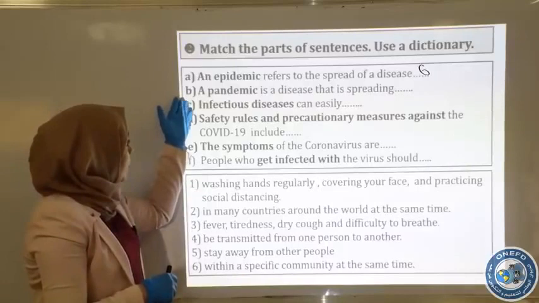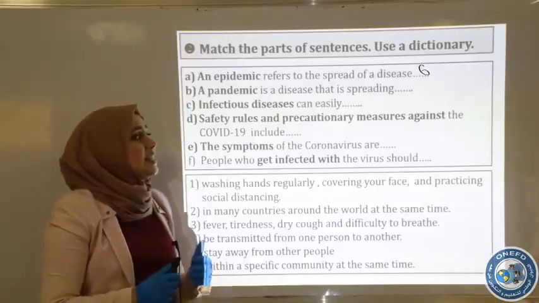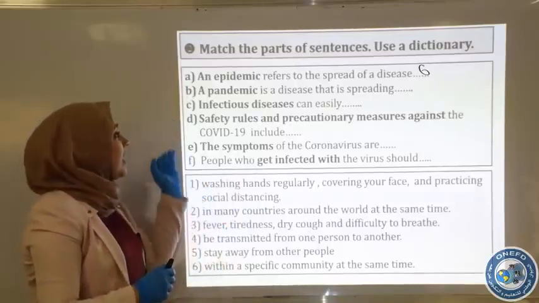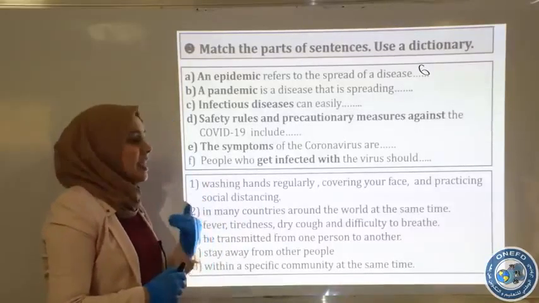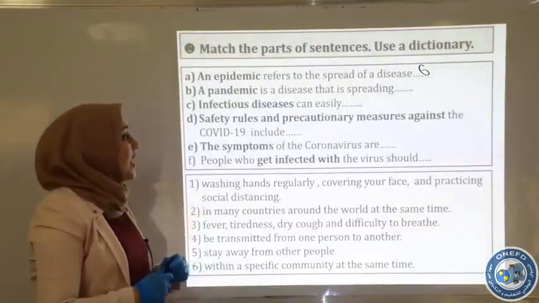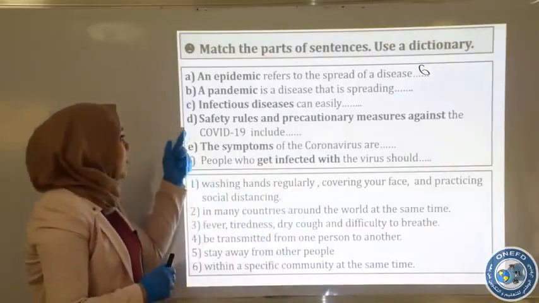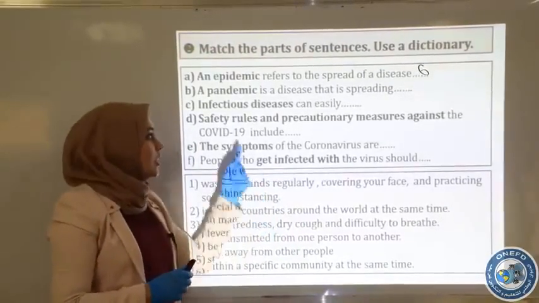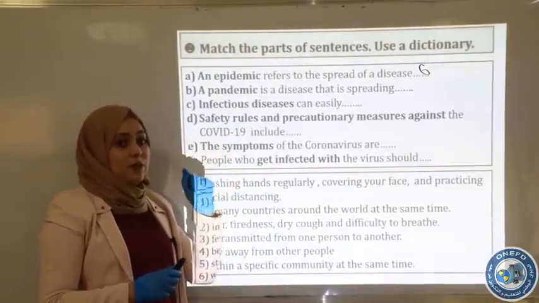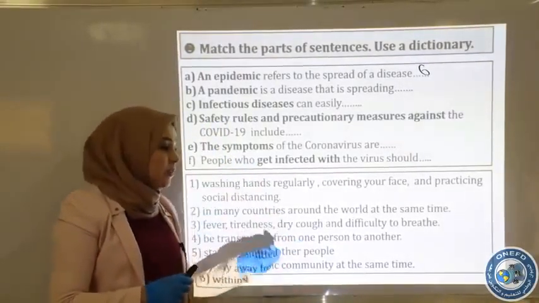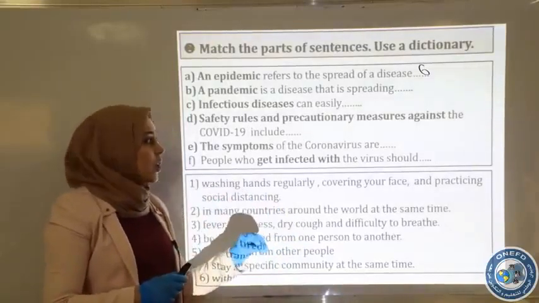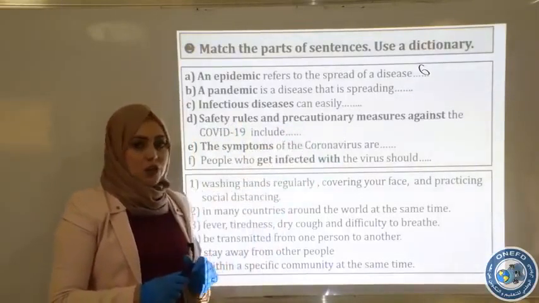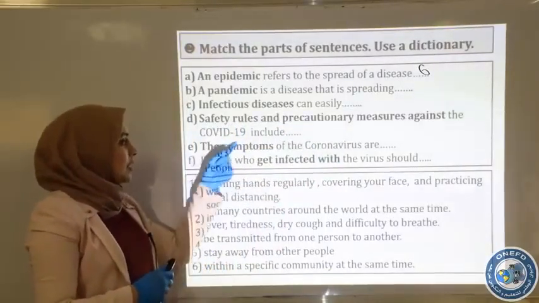For part B, we're going to start with sentence B. A pandemic is a disease that is spreading, and you finish the sentence. C, infectious diseases can easily what? D, safety rules and precautionary measures. So safety rules, we have seen the word safety before, which comes from the adjective safe. That means to keep away from danger and harm. Safety rules and precautionary measures against the COVID-19 include.